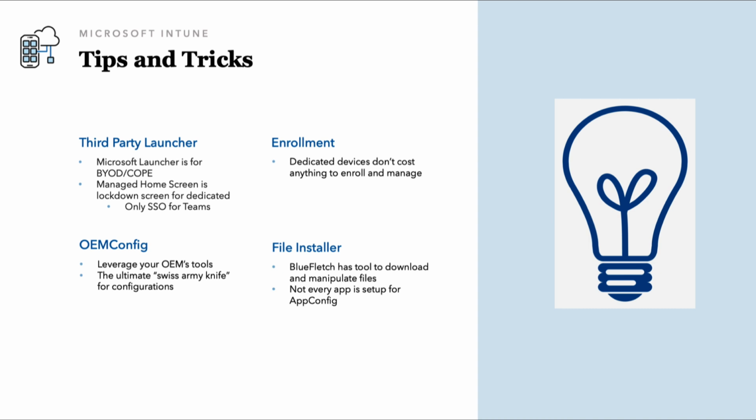So I want to talk about some of the tips and tricks I've picked up from playing around with Intune. The first is I would highly recommend looking at a third-party launcher. BlueFletch, of course, offers one here, but the ones from Microsoft are a bit limited. Microsoft Launcher is more for your BYOD or corporate-owned, personally enabled devices. This is really just a user-set home screen where you can pick your favorite apps and your wallpaper. You can also sign on and have access to your Microsoft account. But that's limited to those two models. It's not for shared devices.